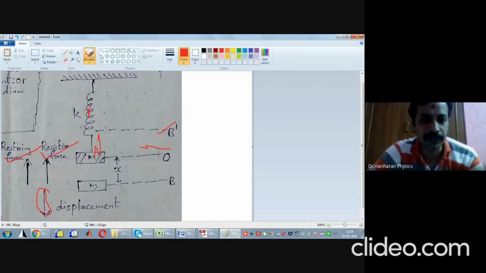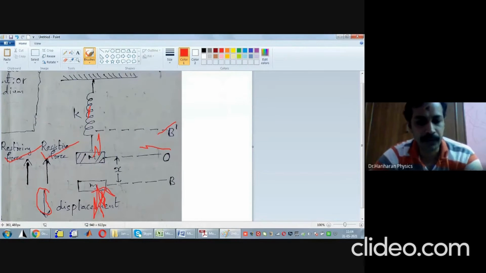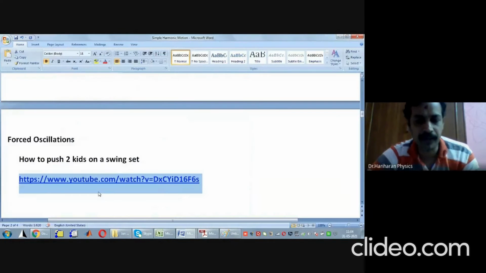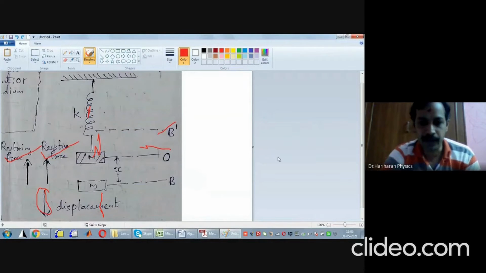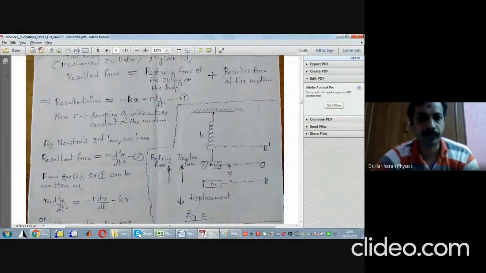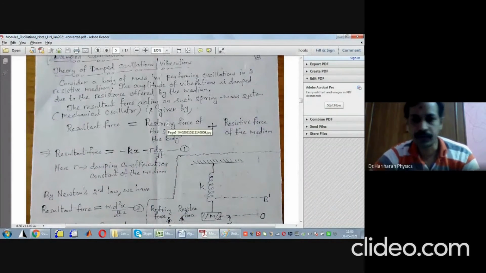Apart from this, look here. Now what we are going to do is push this body externally by one more force. That external push is given by the father of the child. In our discussion it is given as F sin(pt). Okay, so let us move on.